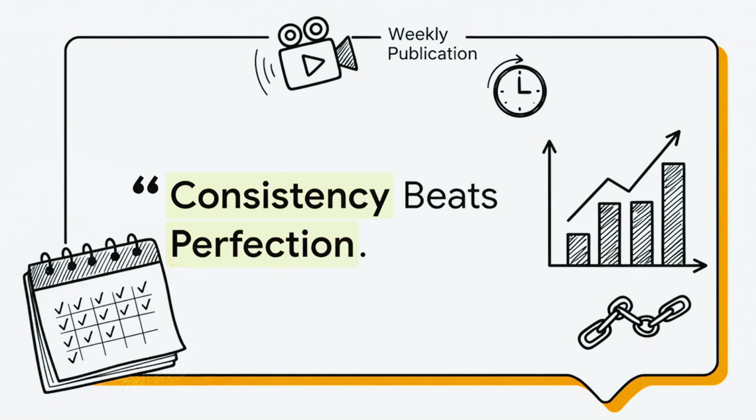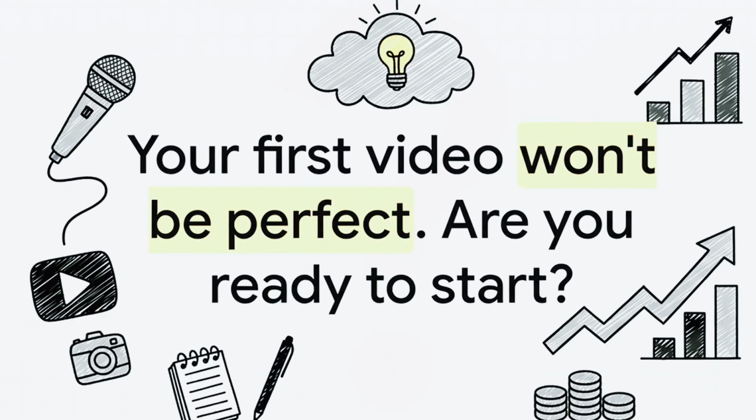And as you're getting started, please remember this critical piece of advice. Publishing a pretty good video every single week is so much better than publishing one perfect video every 6 months. It's the momentum and the consistency that builds a real audience. Which really brings us to the final thought here.